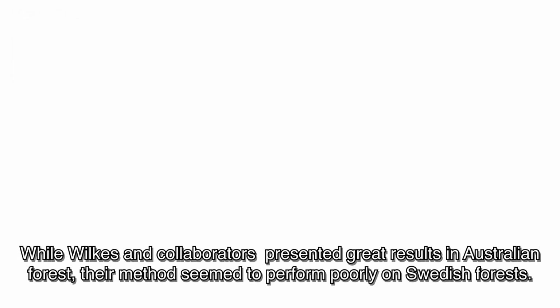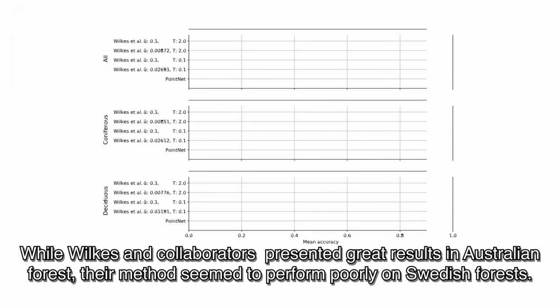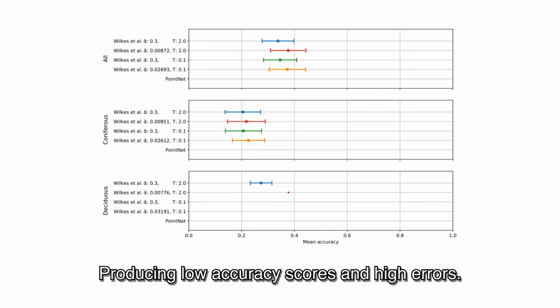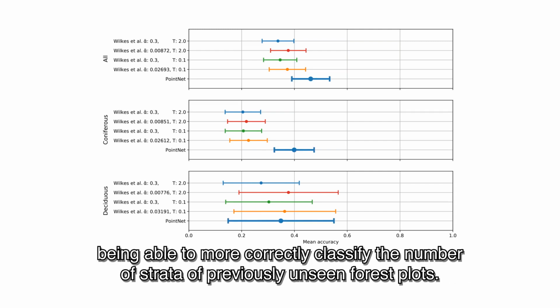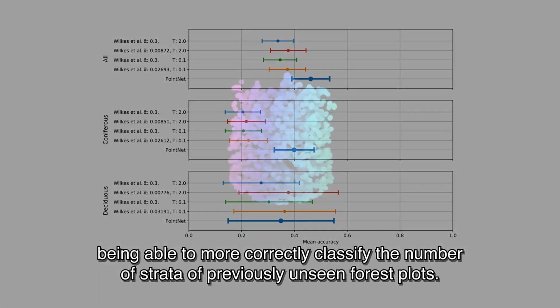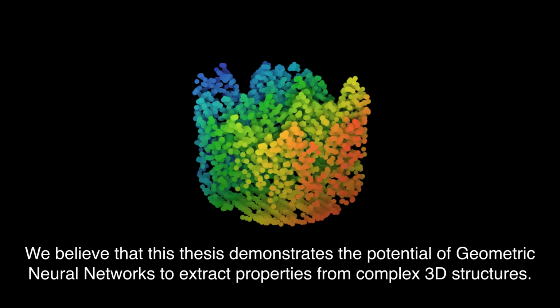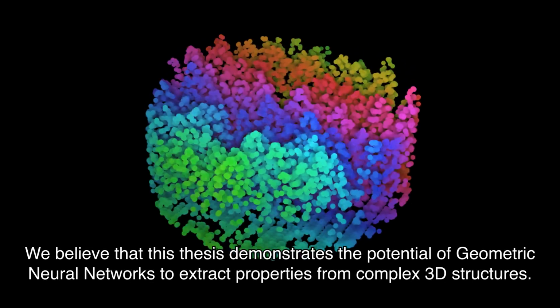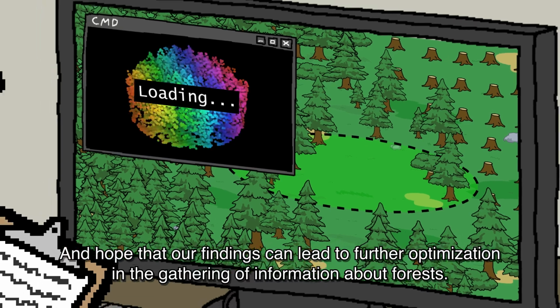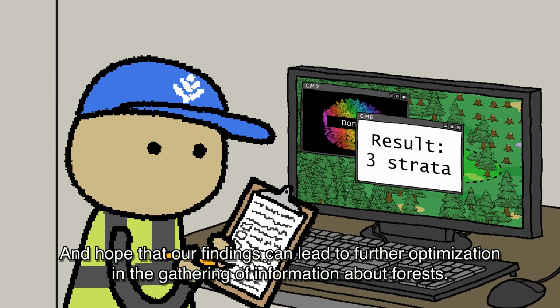While Wilkes and collaborators presented great results in Australian forests, their method seemed to perform poorly on Swedish forests, producing low accuracy scores and high errors. PointNet++ saw a general improvement in performance, being able to more accurately classify the number of strata of previously unseen forest plots. We believe that this thesis demonstrates the potential of geometric neural networks to extract properties from complex 3D structures, and hope that our findings can lead to further optimization in the gathering of information about forests.